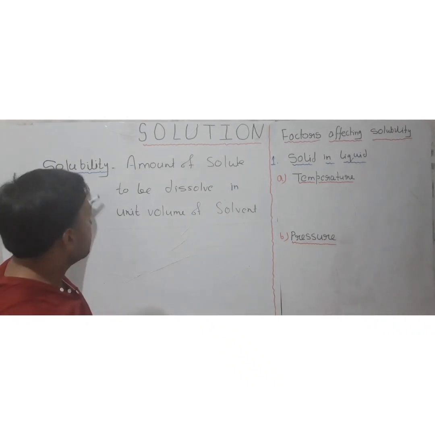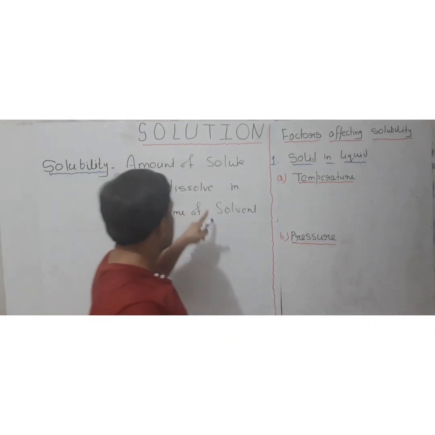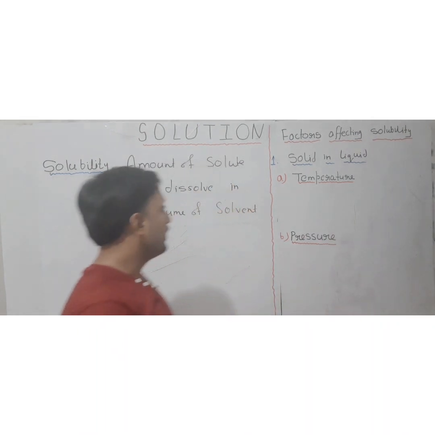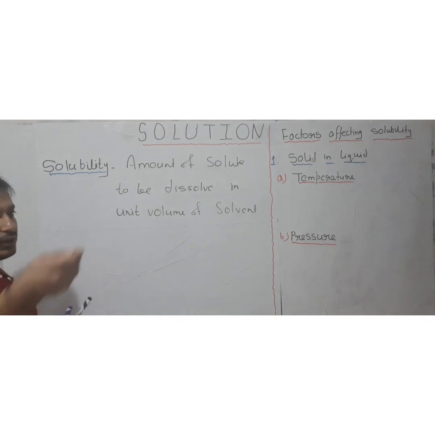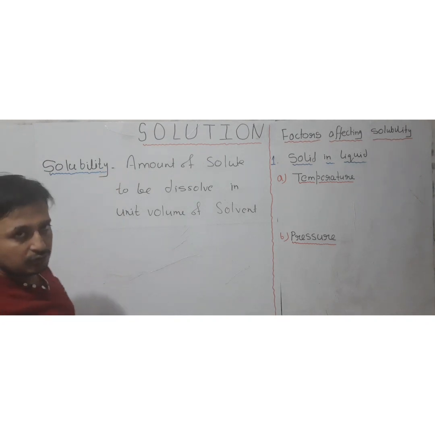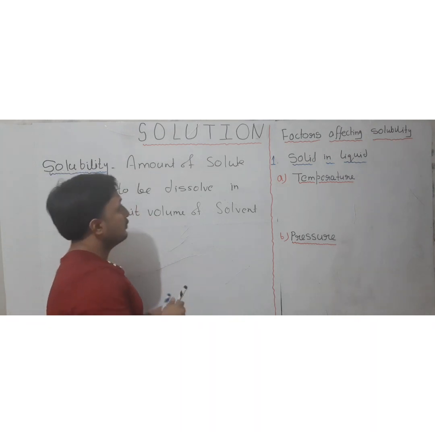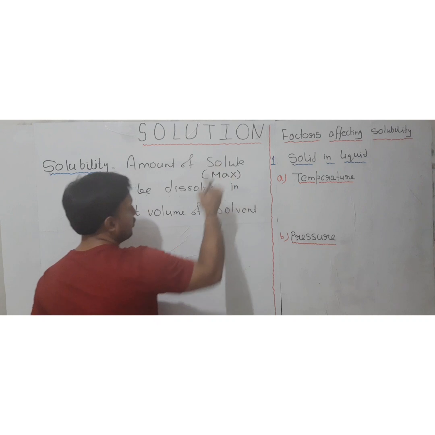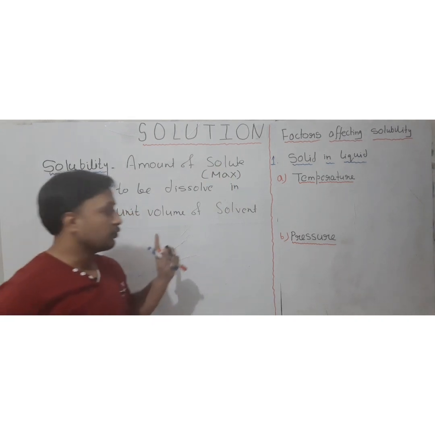Okay, so solubility means the amount of the solute to be dissolved in a given amount of the solvent, that is unit volume of the solvent. So basically we are talking about the addition of the solute in a given solvent and then we prepare a solution. So whatever the maximum amount, this is a very important term here, that is maximum amount of the solute which is dissolved in a given amount of solvent.